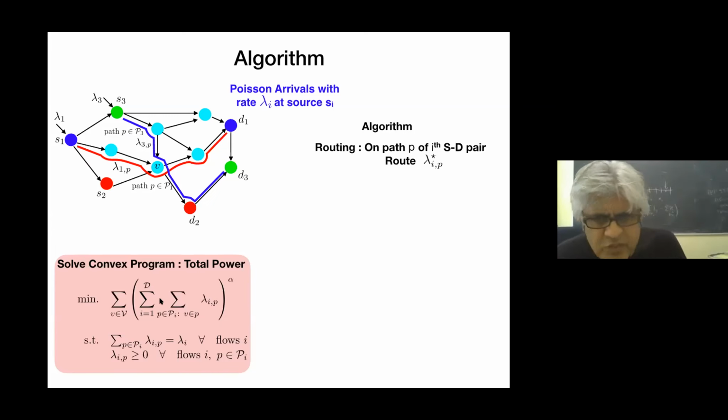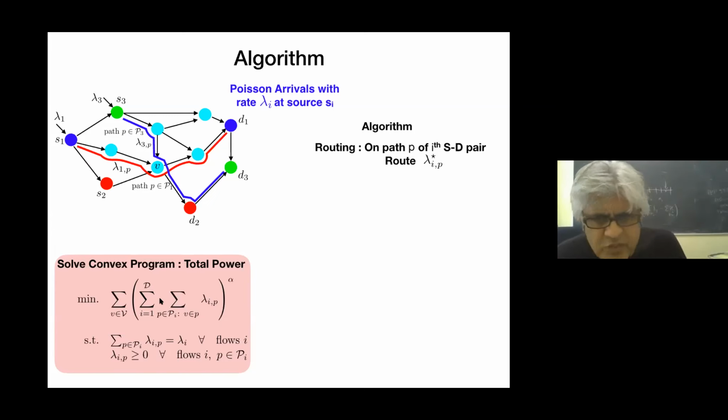Okay. So suppose you can solve this problem, which is a convex problem. The algorithm is going to be defined with respect to the optimal answer that convex optimization gives you. So for a path P on the ith source destination pair, let this problem tell you to route lambda star of IP amount of traffic. So that's what the algorithm is also going to do. The algorithm doesn't tell you what speed to use. So speed choices are under our control. So for each node V, look at all the traffic that is passing through it under this optimal solution. That is lambda star of V.